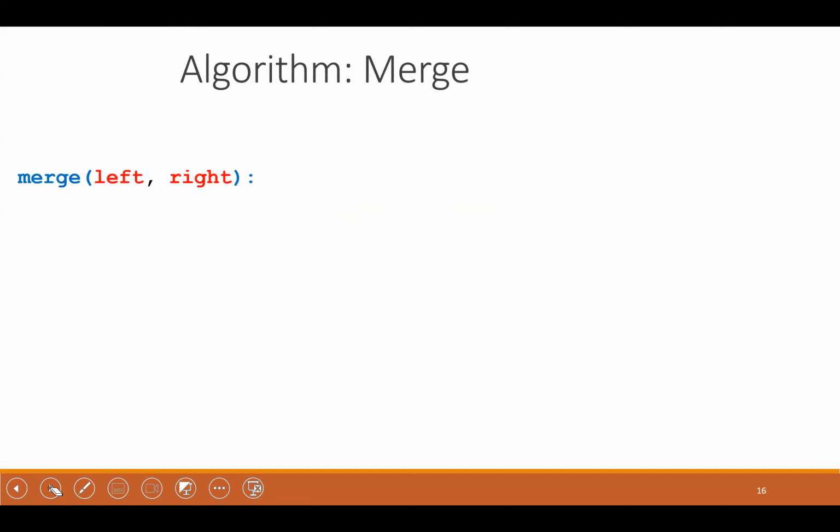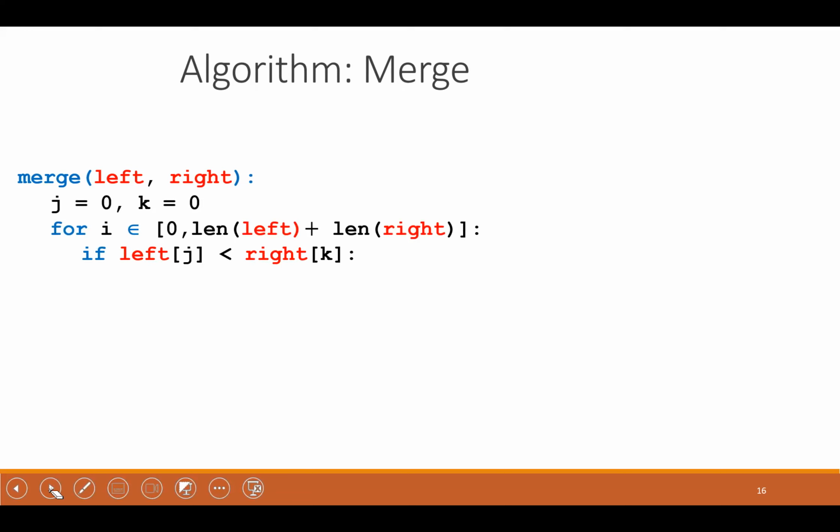So just in terms of merge, we're going to write out the pseudocode. So merge left and right. I set my 2 pointers, J and K, both to 0. So these are the beginning of left. J is pointing to the beginning of left. K is pointing to the beginning of right. I'm going to make a for loop. So I takes on the values from 0 to the length of the left-hand list plus the length of the right-hand list. Right, so I know I have to iterate at least that many times.